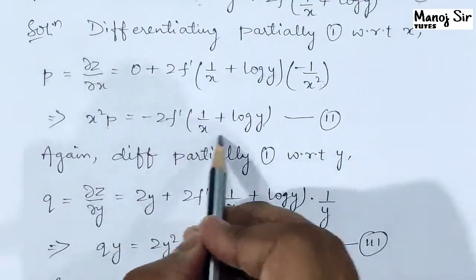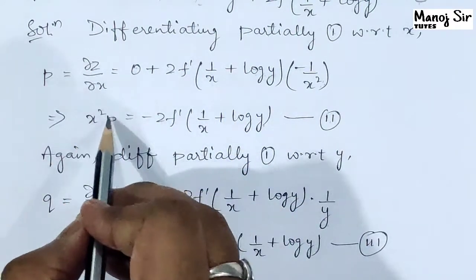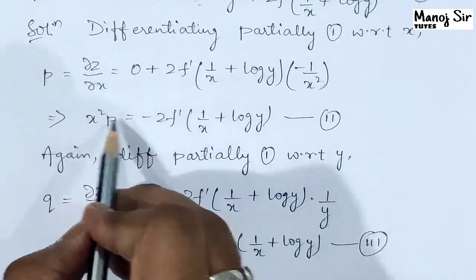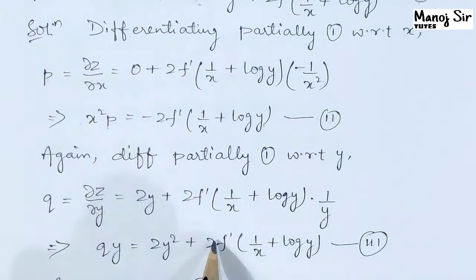So if you see, this part is what? Minus of x square p. If you take this negative sign here, this part will become minus of x square p. So in place of this, we can write minus of x square p.